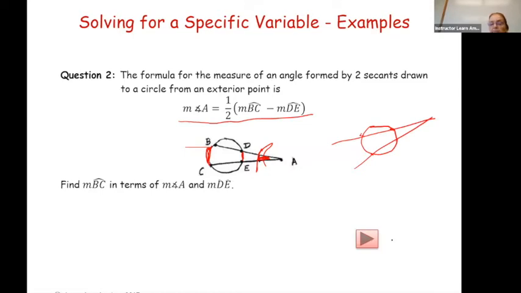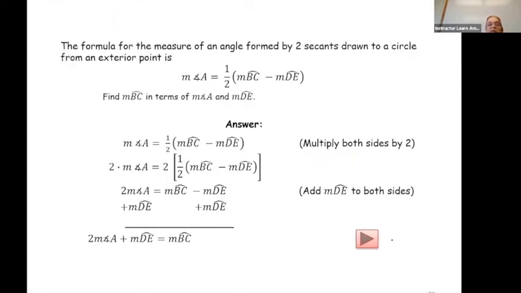Say we want to find the measure of arc BC expressed in terms of the other variables in this formula. What we would have to do first is get rid of the 1/2, so we multiply both sides by 2. This gives us 2 times the measure of angle A is 2 times this, and of course these will cancel. So 2 times the measure of angle A is the measure of arc BC minus the measure of arc DE. Since we're looking for the measure of arc BC, we can add the measure of arc DE to both sides, and we wind up with the measure of arc BC is equal to twice the measure of angle A plus the measure of arc DE. And of course, you can use the symmetric property of equality if you want to write this first.